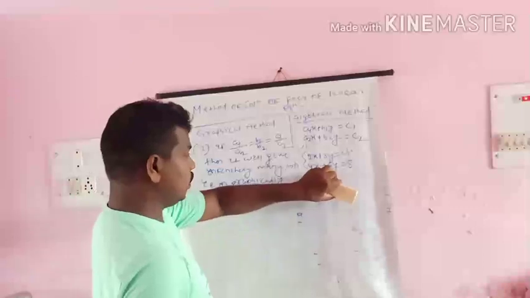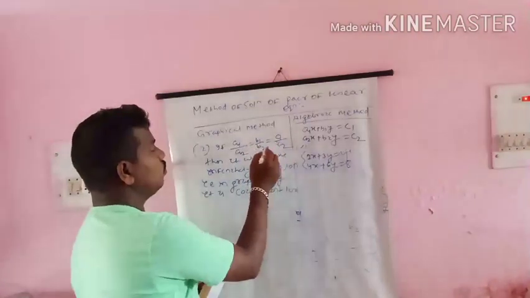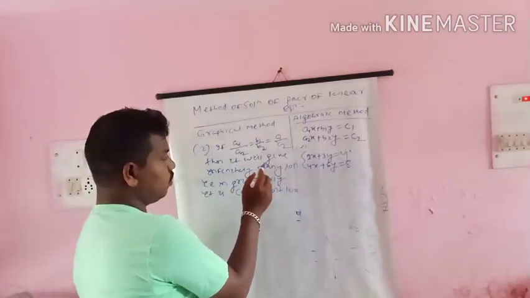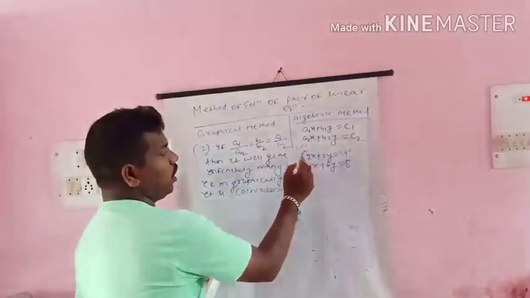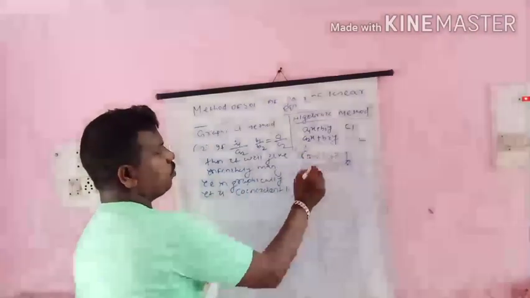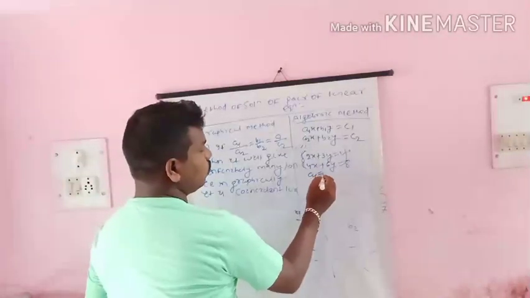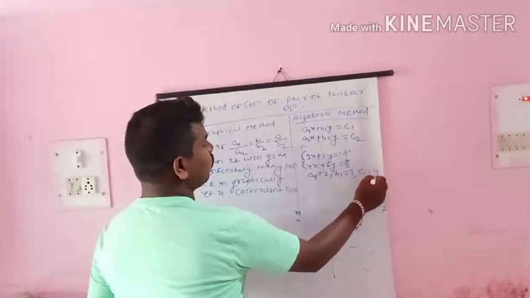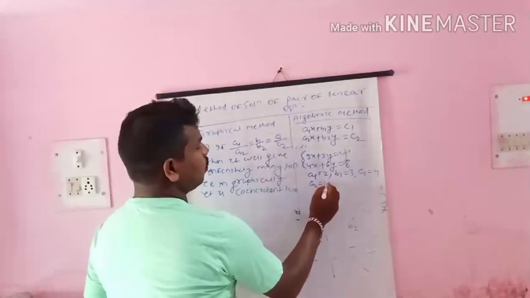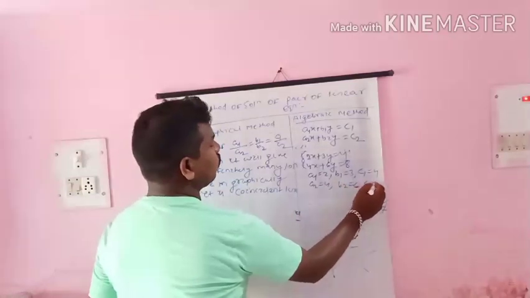So for that, we already know that if a1 by a2 equal to b1 by b2 equal to c1 by c2, then it will give infinitely many solutions. That means coincident lines. And we take an example, 2x plus 3y equal to 4, 4x plus 6y equal to 8. Here a1 equal to 2, b1 equal to 3, c1 equal to 4, a2 equal to 4, b2 equal to 6, c2 equal to 8.